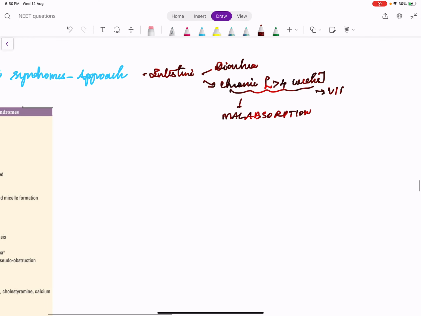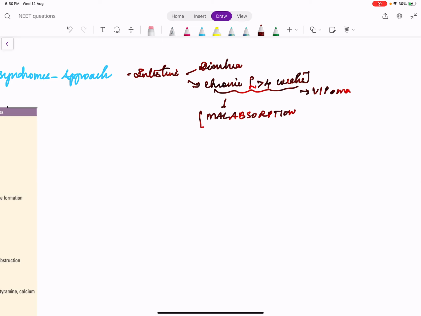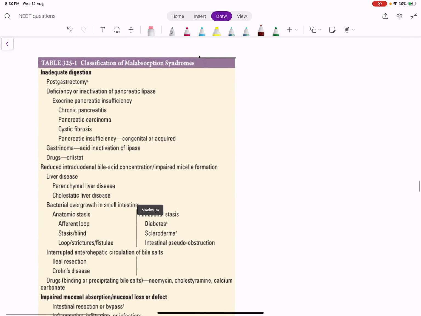Another cause is vasoactive intestinal peptide secreting tumors, so it's a secretory diarrhea. Of course, there are some chronic infections in the GIT, but malabsorption has a very special place in diarrhea evaluation. So that's what we are going to discuss now.